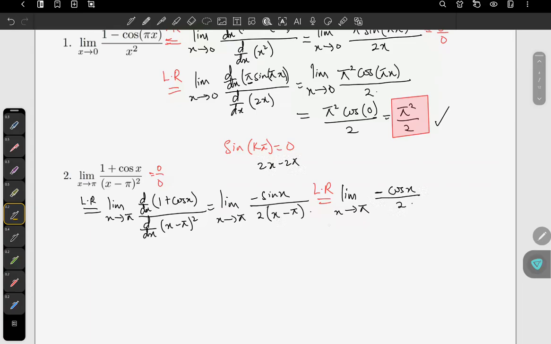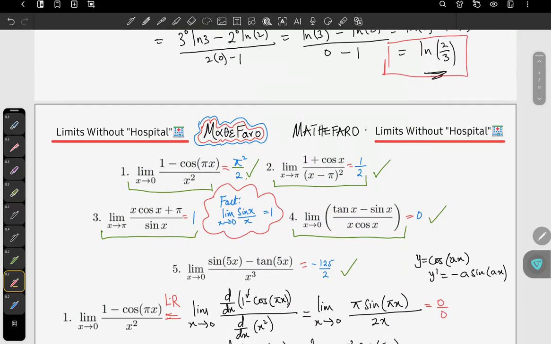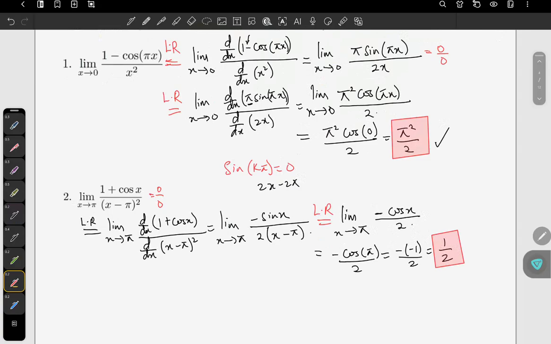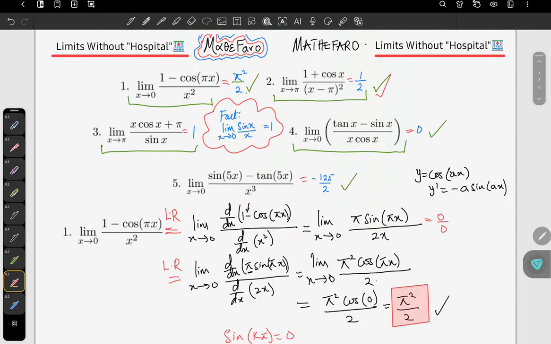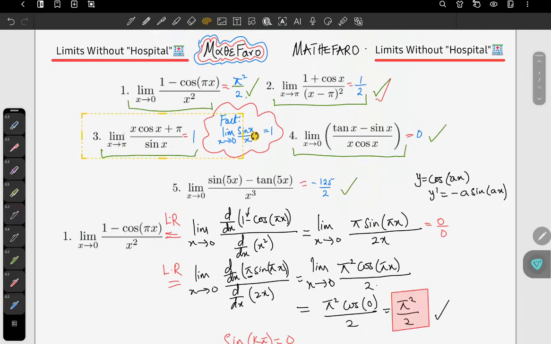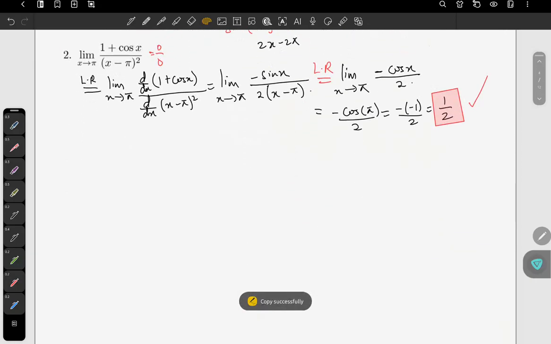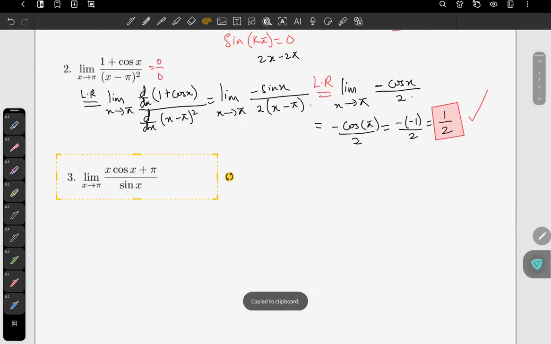And if we plug in pi directly now, this is equal to negative of cosine of pi over 2, and since cosine of pi is negative 1, we have negative of negative 1 over 2, which is equal to 1 over 2. That, I believe, corresponds to what we have here initially. So that's correct. The next question, copy, paste.